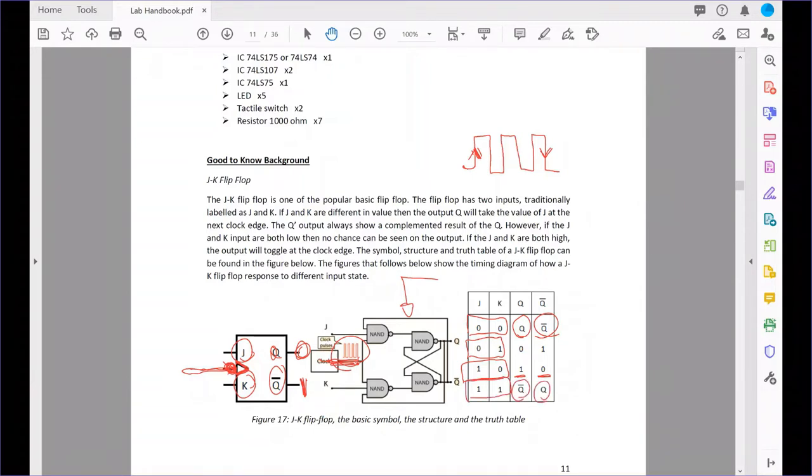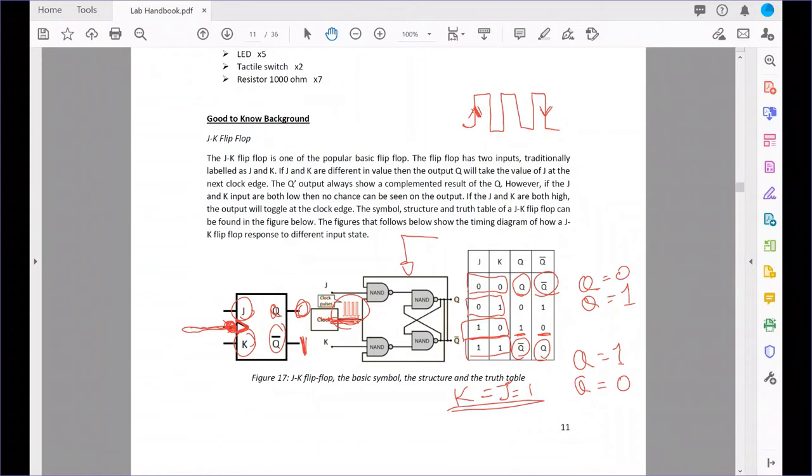Which means if at the current state your Q is equal to 1, and you supply J and K equal to 1, then if you give a clock signal, in the next state your Q will become 0. If your current state Q is equal to 0 and you give J and K equal to 1, in the next state your Q will become 1. So if it's 1, 1, they will always toggle. The state will always keep changing. This is the basic concept of the JK flip-flop and how it should work, and this is the truth table of the JK flip-flop.